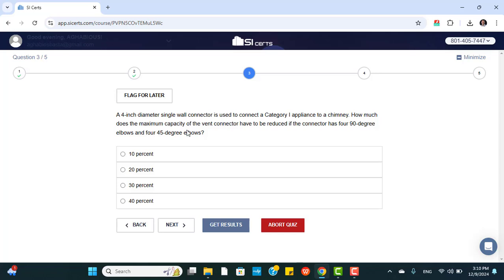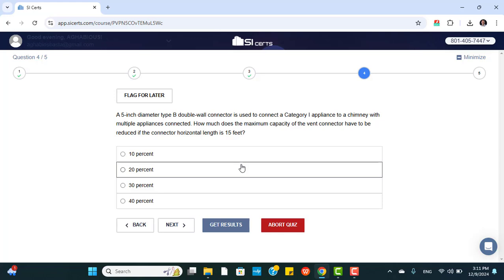A 4-inch diameter single wall connector is used to connect a category 1 appliance to a chimney. How much does the maximum capacity of the vent connector have to be reduced if the connector has a 90-degree elbow and a 45-degree elbow? We will check the table. According to the reduction, it will be, I don't know, maybe we must revise the table.